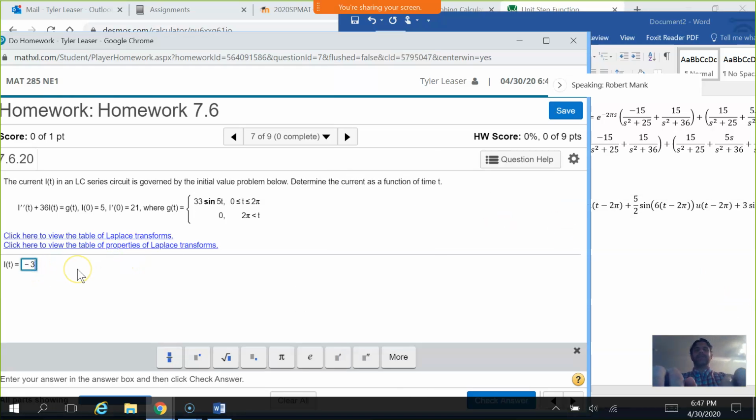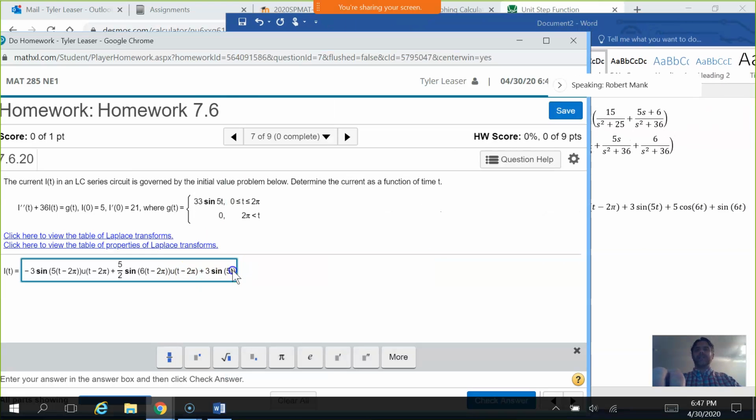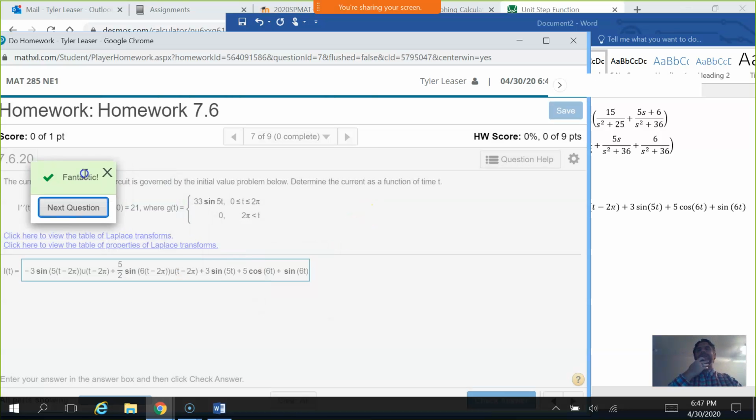negative 3 sine of 5t minus 2 pi times u of t minus 2 pi, plus 5 halves sine of 6 times t minus 2 pi, u of t minus 2 pi, plus 3 sine of 5t plus 5 cosine of 6t plus sine 6t. Oh, whew! We did it!